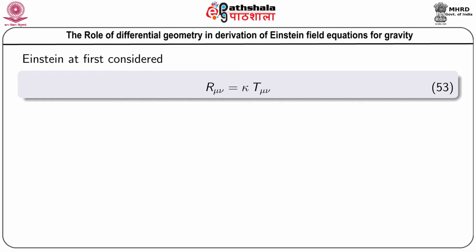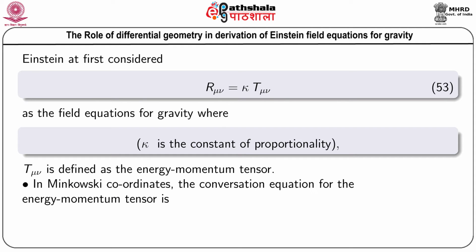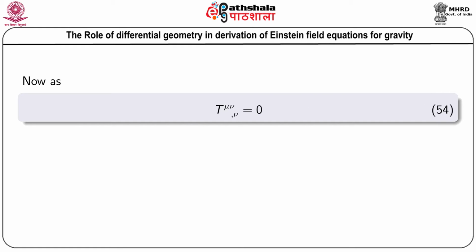Now, Einstein at first considered R mu nu equals to k T mu nu as the field equations for gravity, where k is the constant of proportionality and T mu nu is the energy momentum tensor. This one also has been described in our previous modules. Now, in Minkowski coordinates, the conservation equation for the energy momentum tensor is del nu T mu nu equals to 0. Now, as T mu nu comma nu equals to 0, that means covariant differentiation of T mu nu with respect to nu is 0. This one also we have obtained in our earlier module.